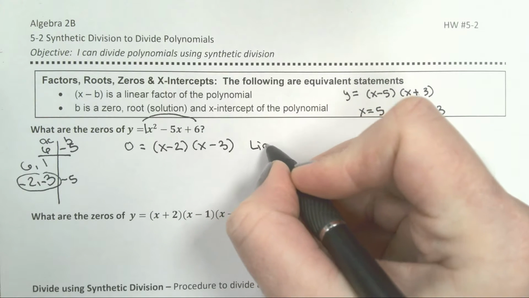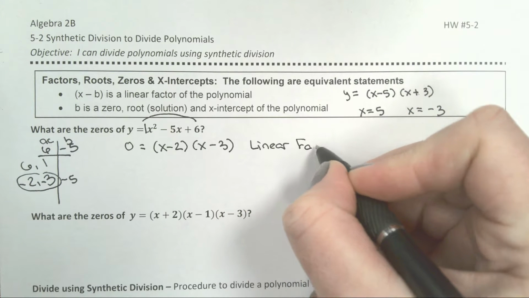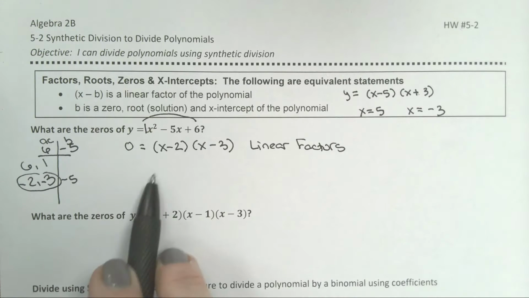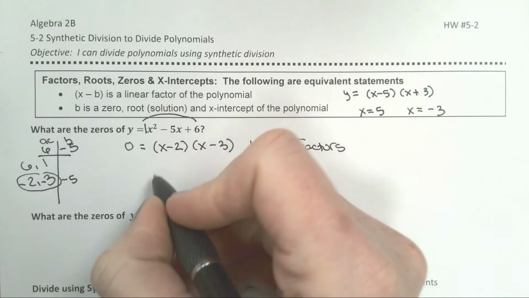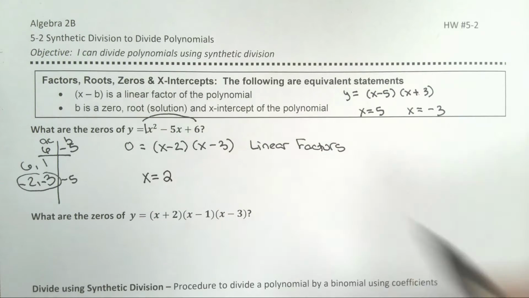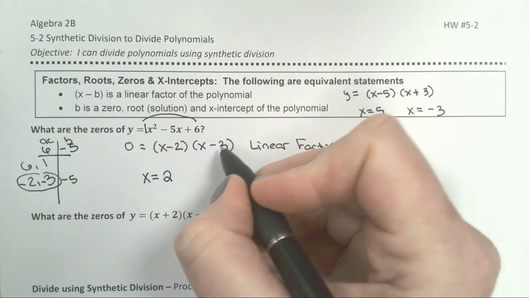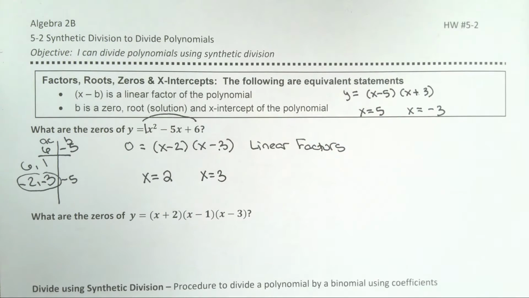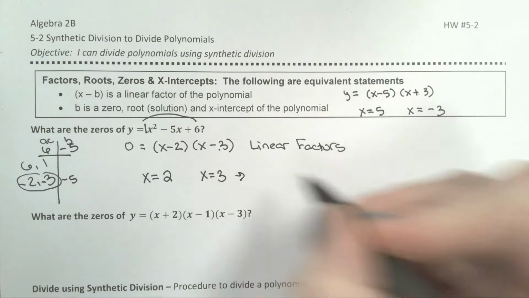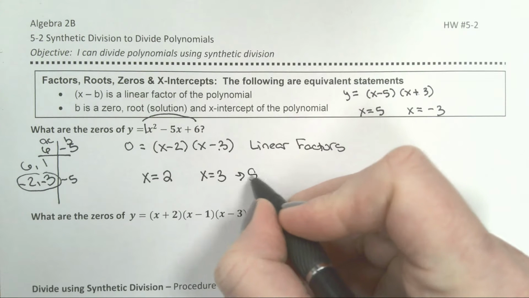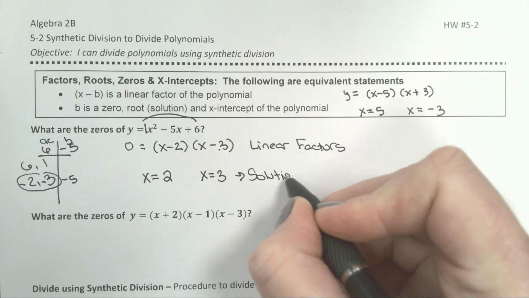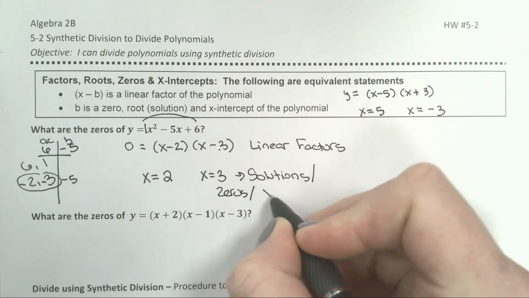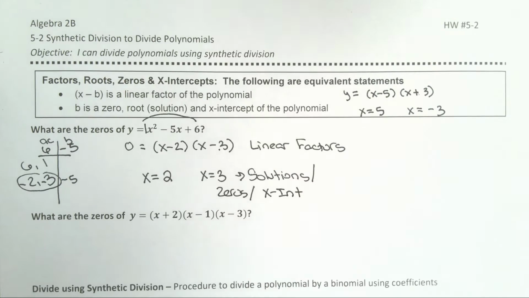So these are what we would call the linear factors. And then if x minus 2 is my factor, that means x equals 2. And if x minus 3 is my linear factor, that means x equals 3. And these are called my solutions, zeros, x-intercepts.